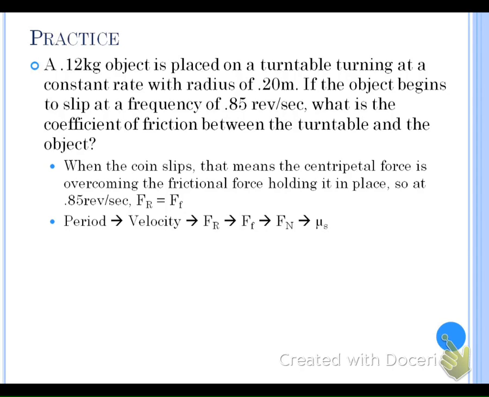My way of thinking through this problem would be you solve for period first, then velocity, then your centripetal force, which equals your frictional force. Then you can solve for the normal force to find your coefficient. That's kind of my thought process through it. There's multiple ways to get to your end answer.